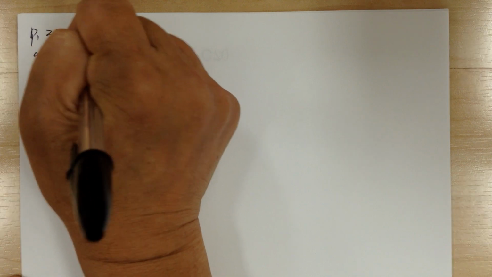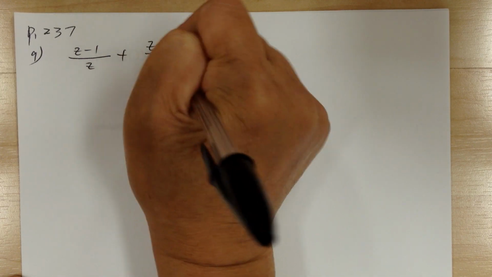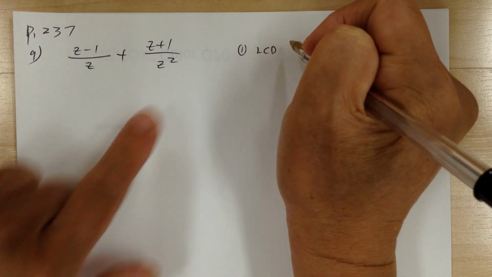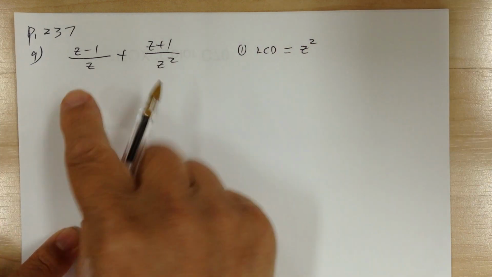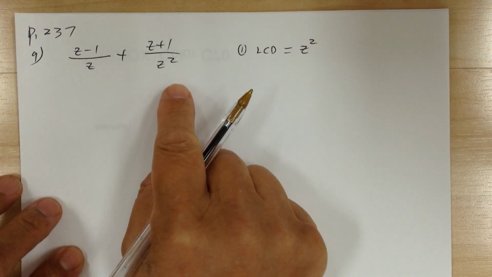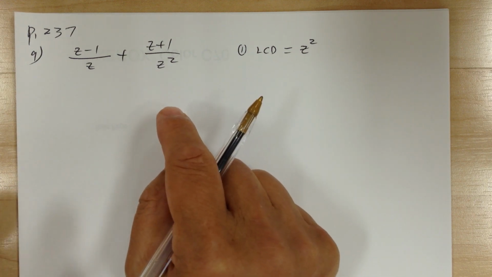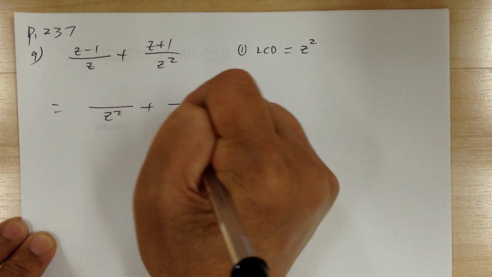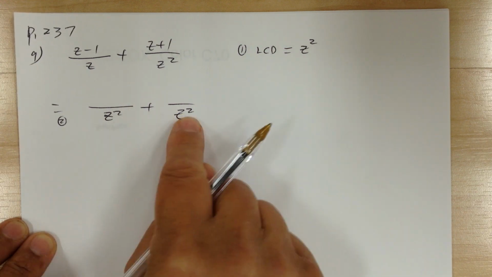Okay, number 9, you have z minus 1 over z plus z plus 1 over z squared. So your LCD, you look at these two, your LCD would be z squared. Again, when you have the same alphabet, you take the higher exponent. Then your next step, you want to get your LCD ready. So that's your step 2. Get your LCD on the bottom, get them ready.